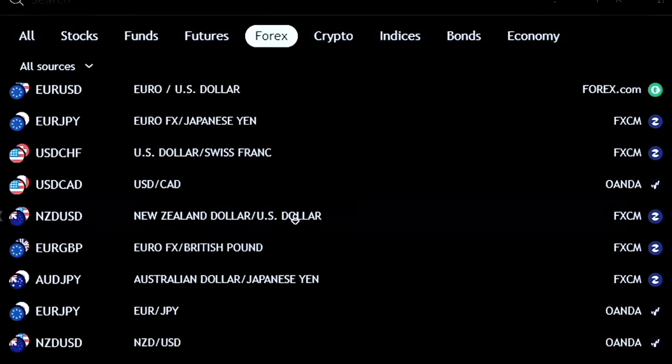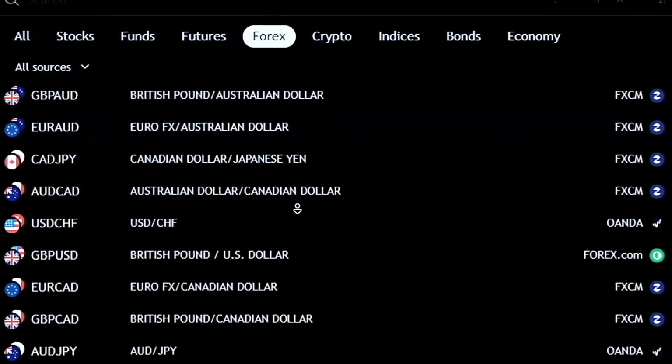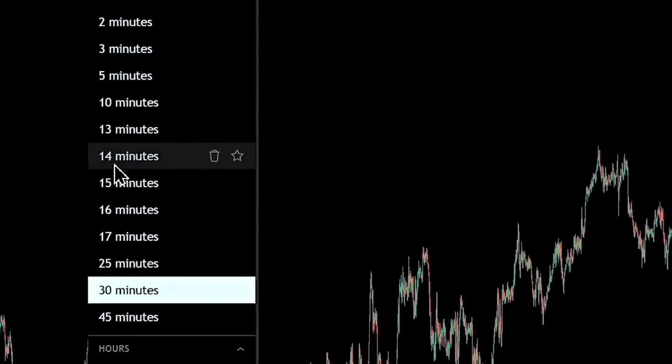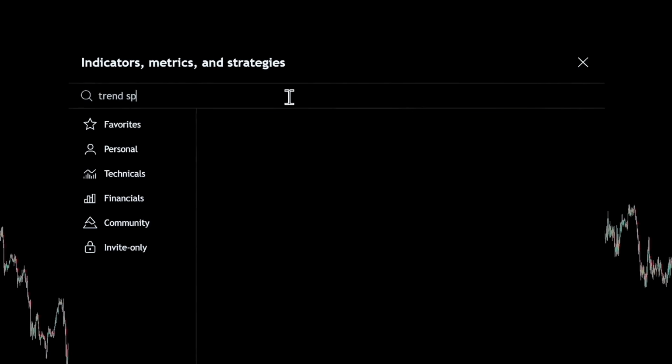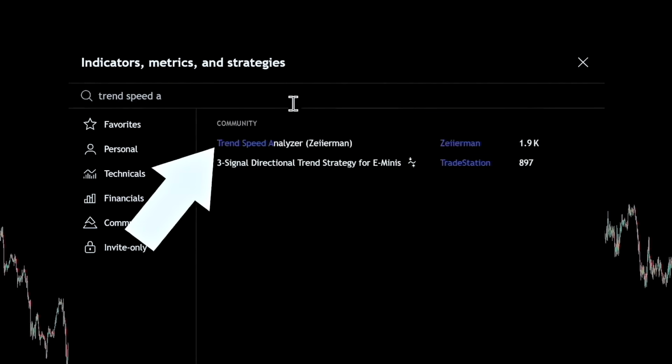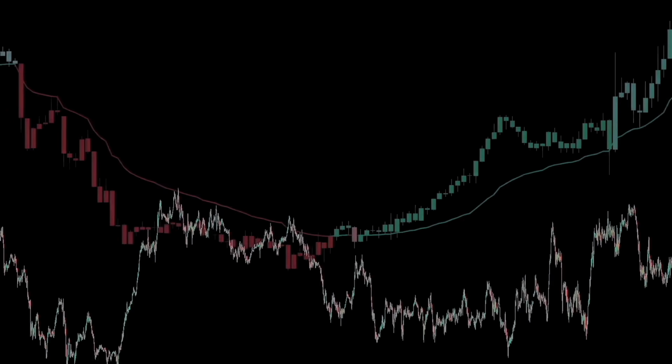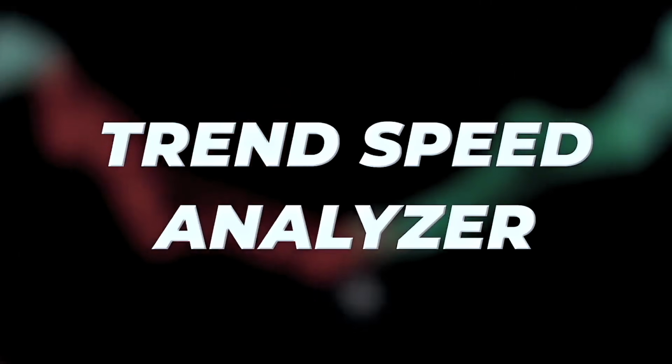Pick any asset you like, Forex, stocks, crypto, and any time frame. I'm using the 15-minute GBP JPY chart, but this indicator works across the board. Click the indicators button, search for Trend Speed Analyzer by, of course, Zireman, and add it to your chart. Boom! You've got the Trend Speed Analyzer ready to roll.